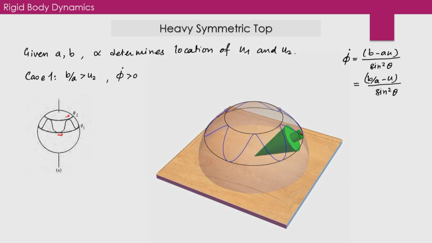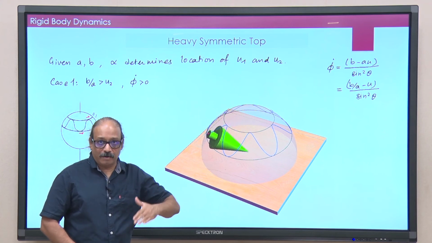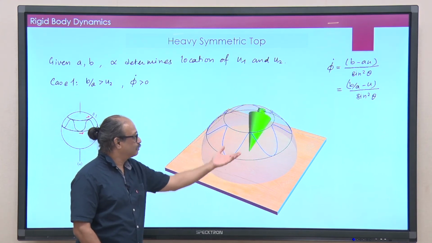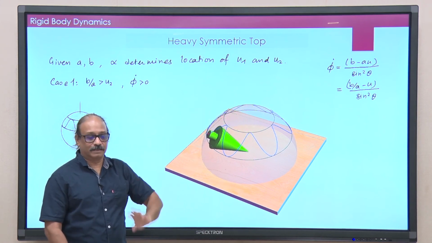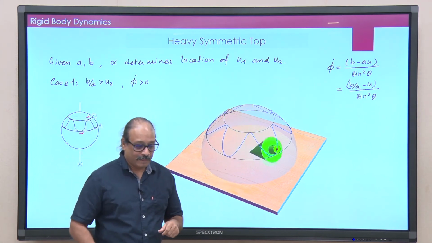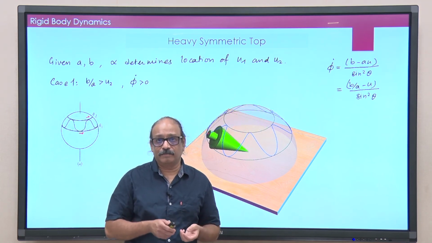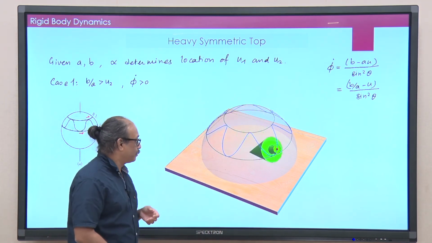Basically, the top bobs between theta 1 and theta 2, and while it is bobbing between theta 1 and theta 2, it also goes around the vertical axis. And this of course looks a little exaggerated, but this is the motion that we see very commonly in the standard spinning top. Okay.